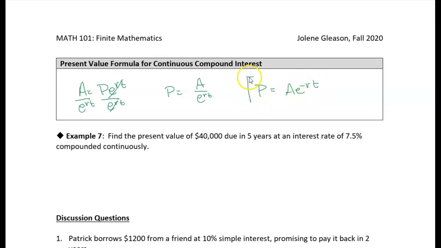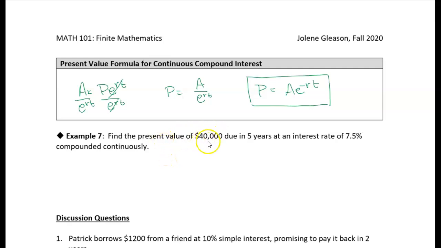All right, so this is one you want to remember. This is the formula for the present value for continuously compounded interest. Okay, so it's very similar. We have the same negative exponent here. So again, if we want to know how much we should invest now to have some amount in the future, we can use this formula. So let's take a look at example 7.